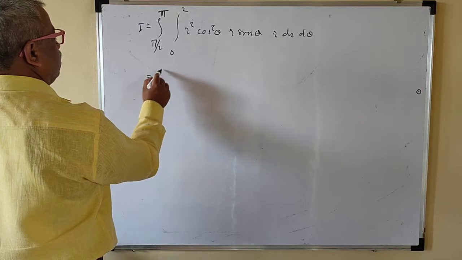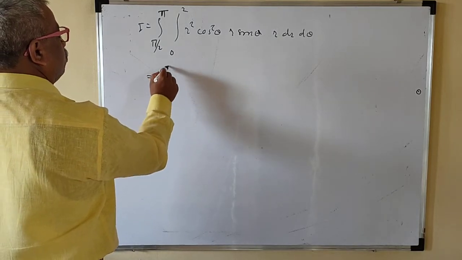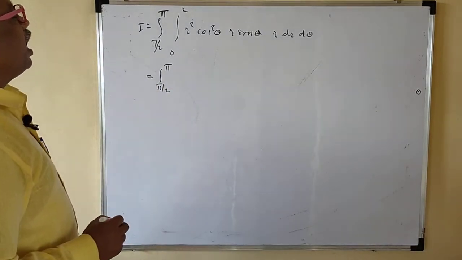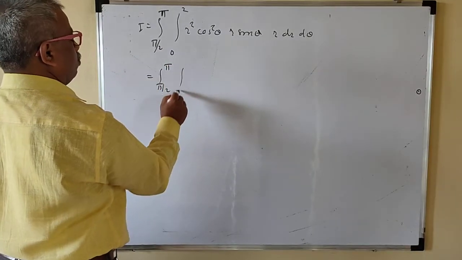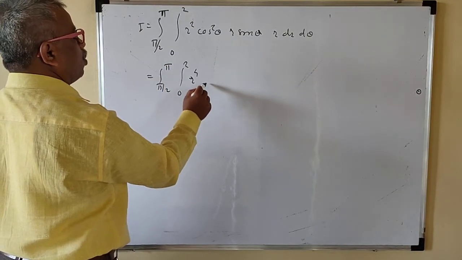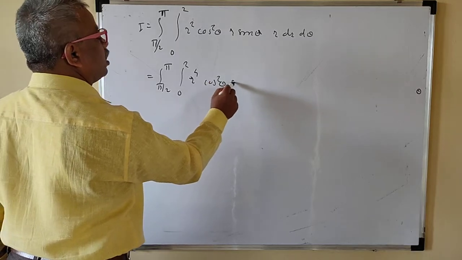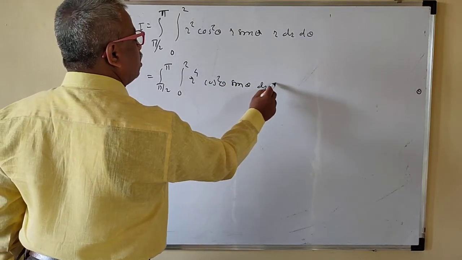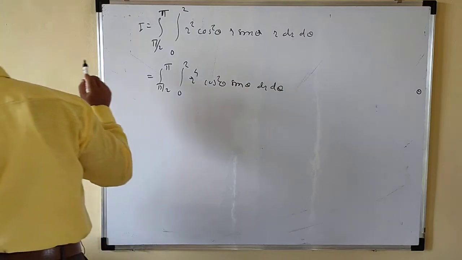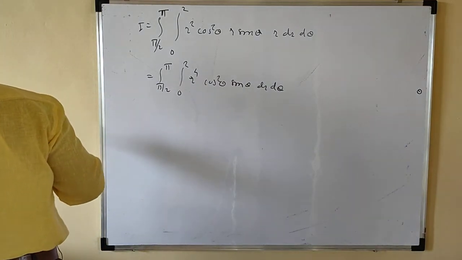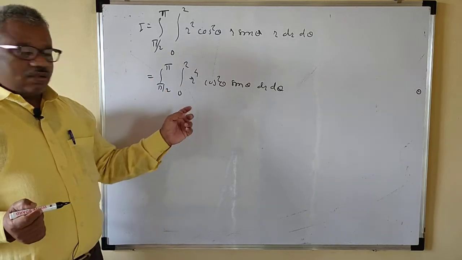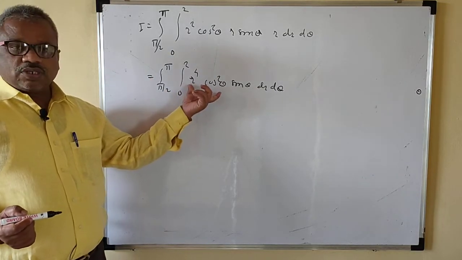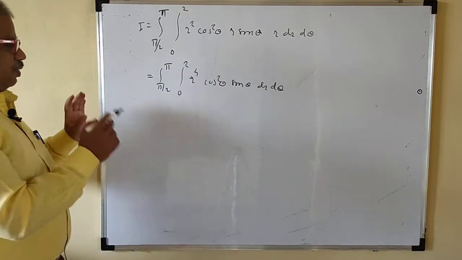Okay, so first we will simplify this. Pi by 2 to pi. How many r are there? So this is r square, this is r, and this is r to the power 4 now. 0 to 2, r to the power 4, cos square theta, sin theta, dr d theta. Now see here, the limits are constant. This is the product of the function of r and theta. So I can split this.